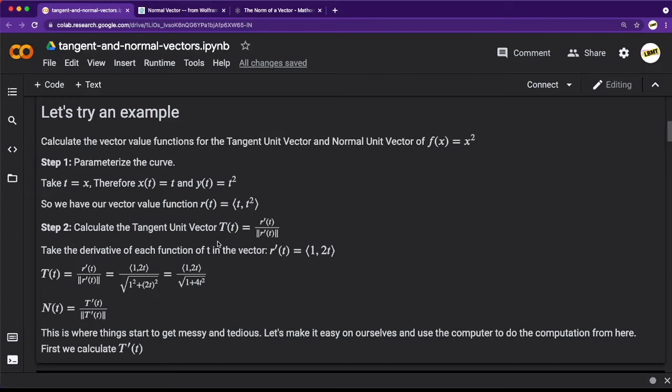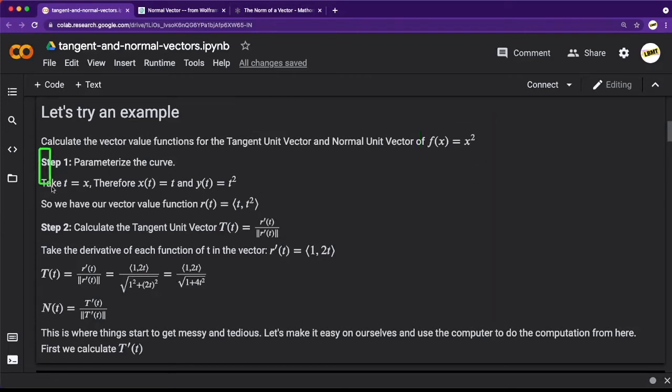So for step 1, we should talk about what's the actual function we're doing. The function we're doing is f of x equals x squared. We're all familiar with this parabola. You've been looking at it probably for many years, ever since Algebra 1 or Algebra 2. You're familiar with y equals x squared, so that's the function we're going to use.